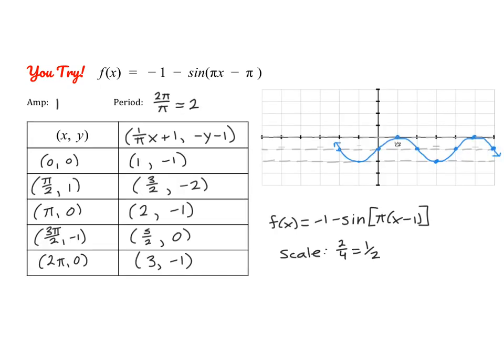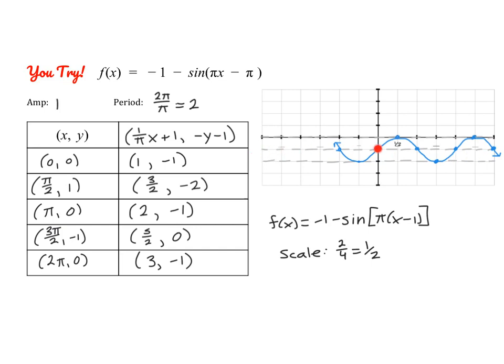Okay, so again, check this first step. You do need to make sure that you factored out the pi. So it's actually sine of pi times x minus 1. So here we have a horizontal shrink by a factor of 1 over pi, a shift to the right 1. Then we have a vertical reflection and then a vertical shift down 1.